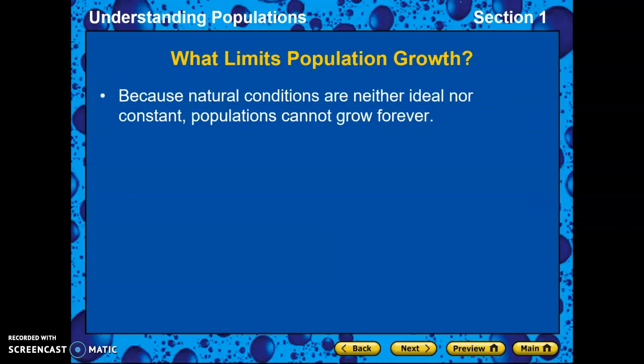Now, populations can grow, but most of the time they don't have that exponential growth because there are limits to population growth. Natural conditions keep the populations at a pretty even amount.